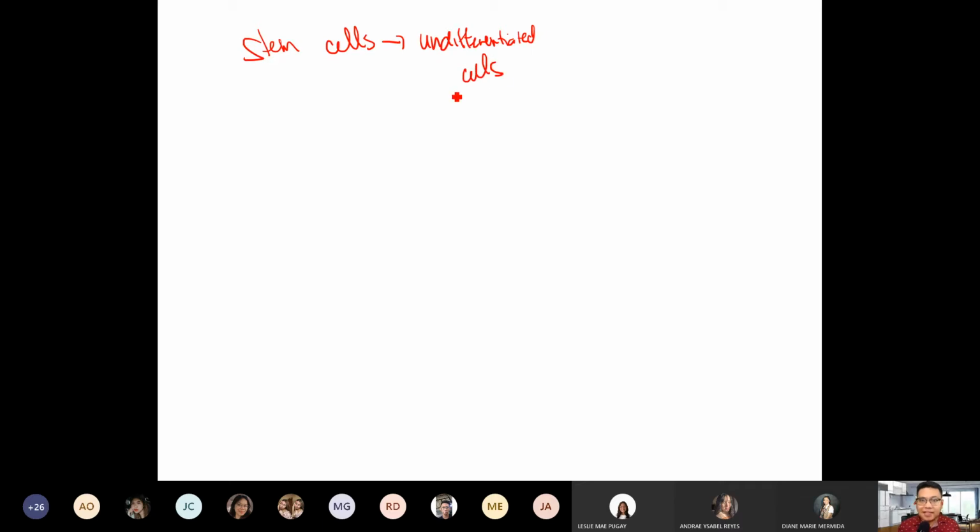Meaning wala siyang exact role for now. Okay? Since lahat tayo nung bata or bago pa tayo maging fetus, we already have stem cells. These stem cells rapidly divide and differentiate. When you have stem cells, undifferentiated cells, you may place them in organs that need more cells.